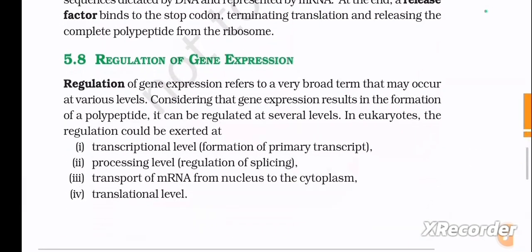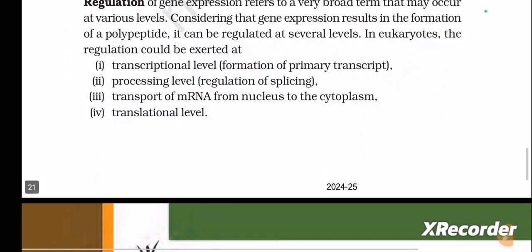Next is 5.8, regulation of gene expression. Regulation of gene expression is a very broad term that may occur at various levels. Considering that gene expression results in the formation of a polypeptide, it can be regulated at several levels. In eukaryotes, the regulation could be exerted at first, the transcriptional level, that is formation of the primary transcript. Second, the processing level, that is regulation of splicing. Third, transport of mRNA from the nucleus to the cytoplasm.